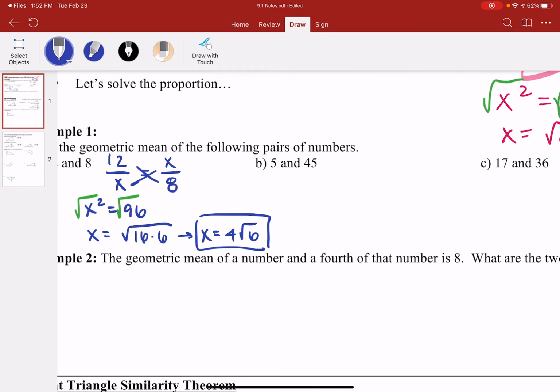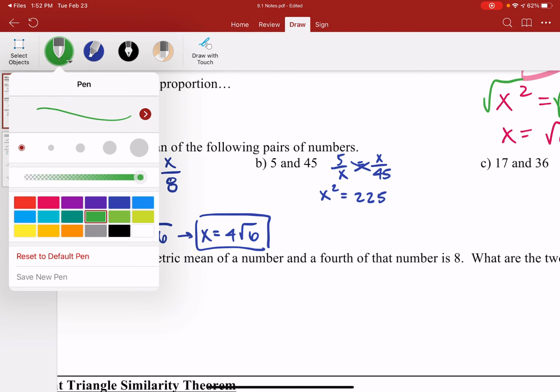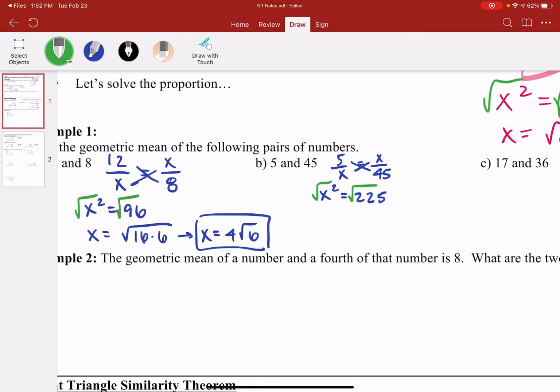Here we have the numbers 5 and 45. So we're going to, again, place those diagonally. So this would be 5 over x equals x over 45. We're going to multiply. x times x is x squared. 5 times 45 is 225. Now to get rid of the square, we are going to square root both sides.